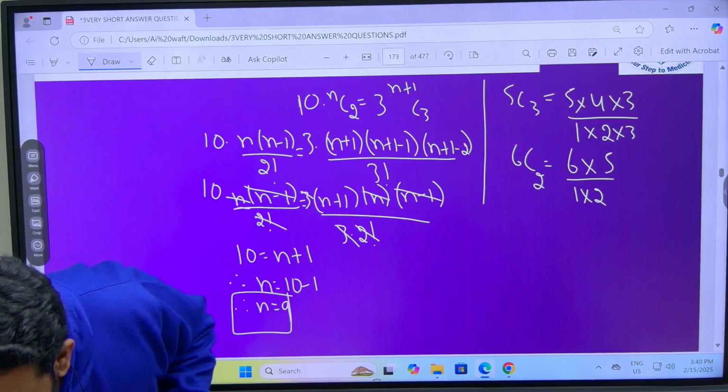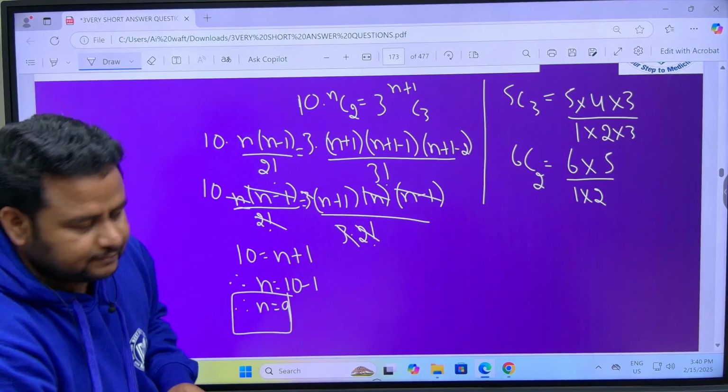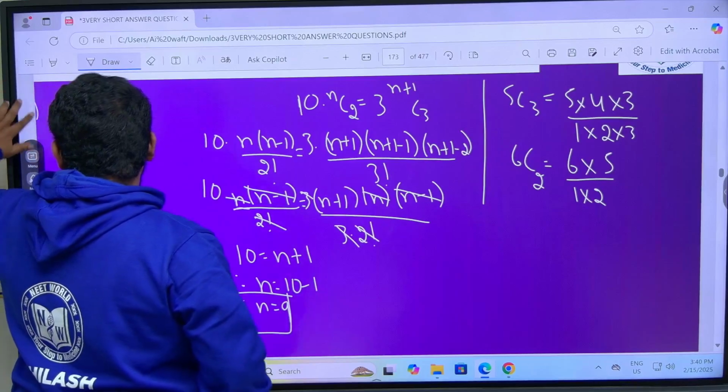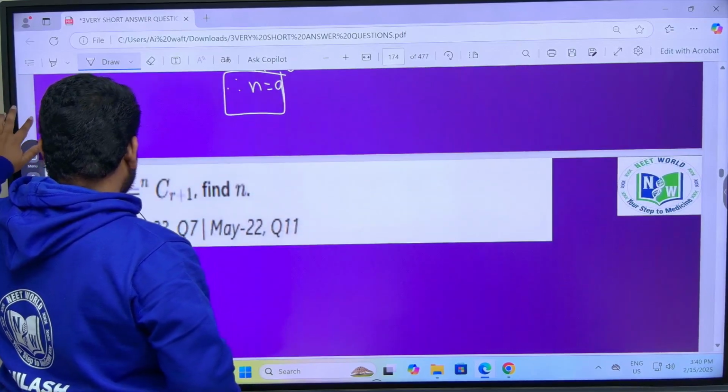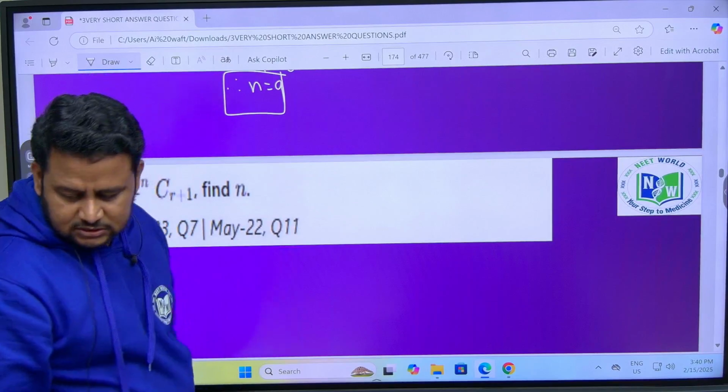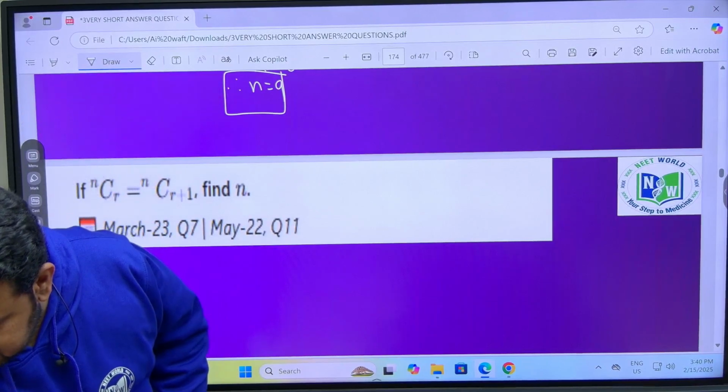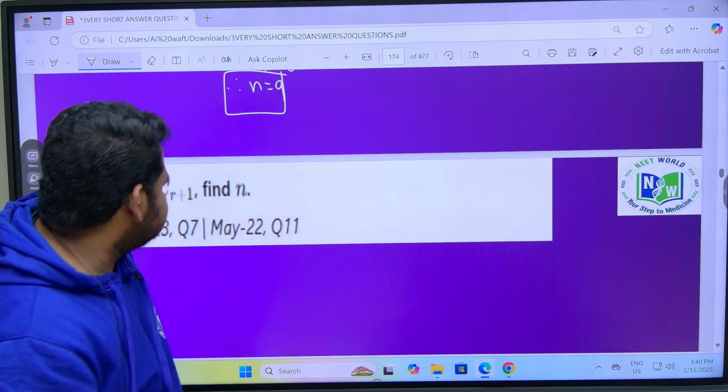Next question, if NC4 is equal to NC6, find n. Okay, this is 2023. If NC4 is equal to NC6, this is another question.